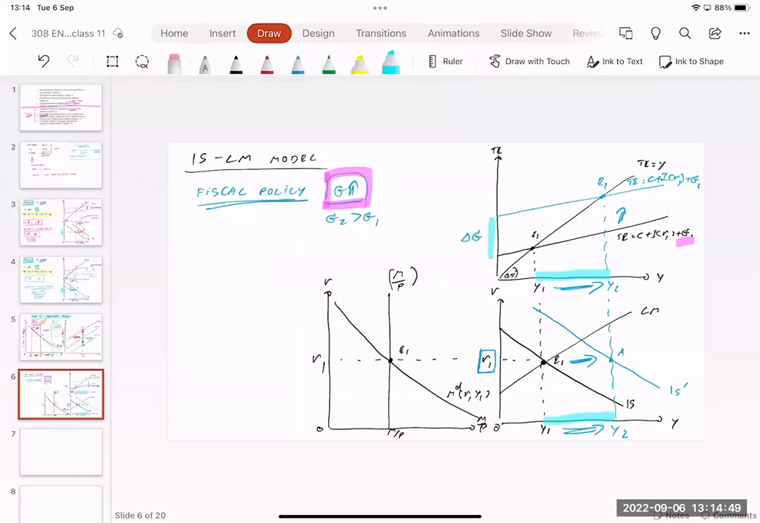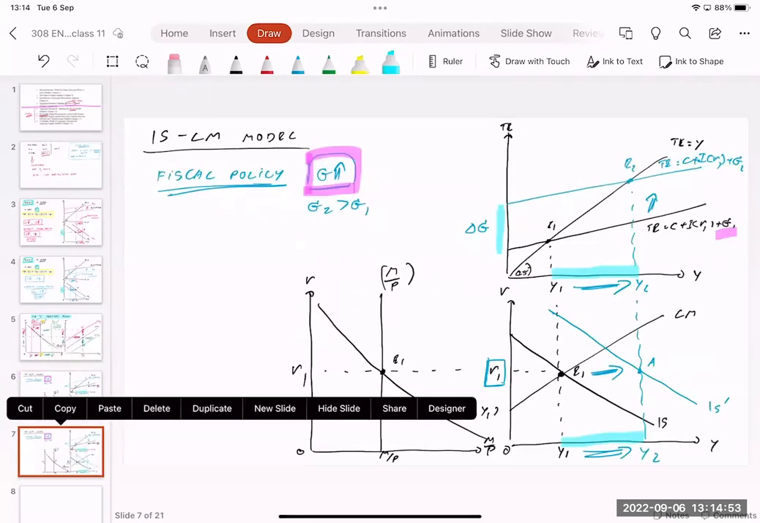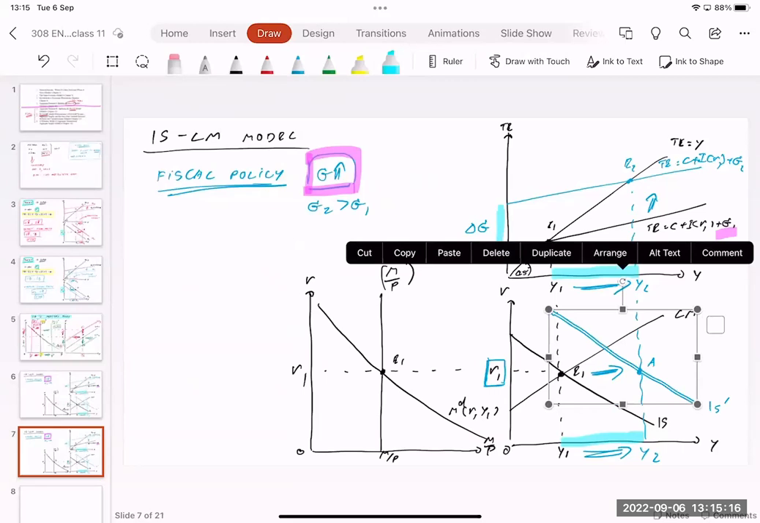Let me copy this one and paste it over here to the new graph. So this is not good. If we focus only on the output market, only on the IS curve, this is not good because the IS curve shifts to the right and the equilibrium point moves from E1 to point A. Unfortunately, point A is not the new equilibrium point because point A is not on the LM curve.